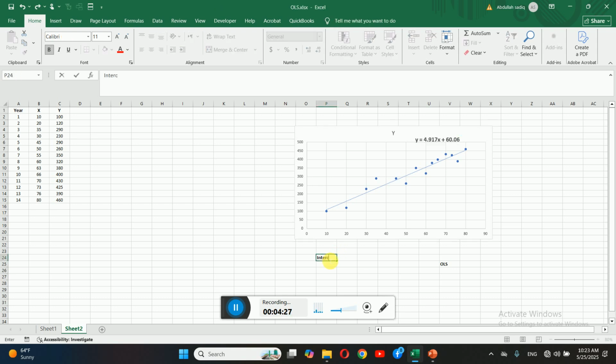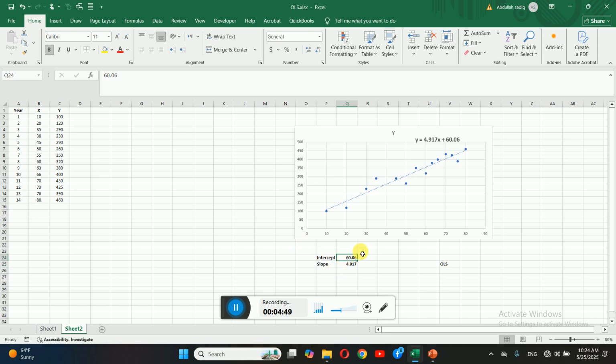One is the intercept, and another is the slope. The intercept is 60.06 and the slope is 4.917. Okay, what is the interpretation? Simply, for the slope, you can say a unit change in x is leading to 4.917 units change in the y distance. And what is the intercept?